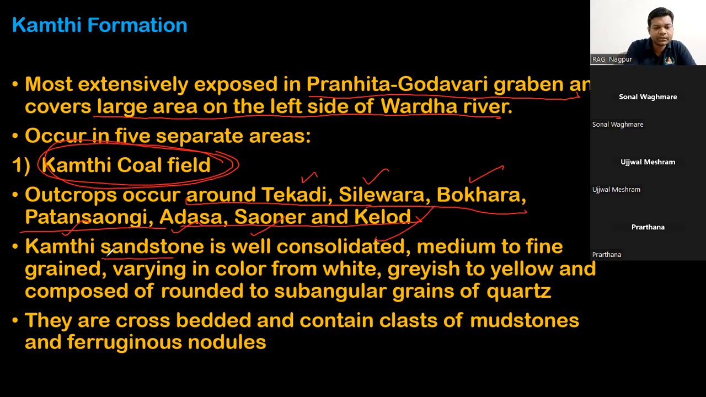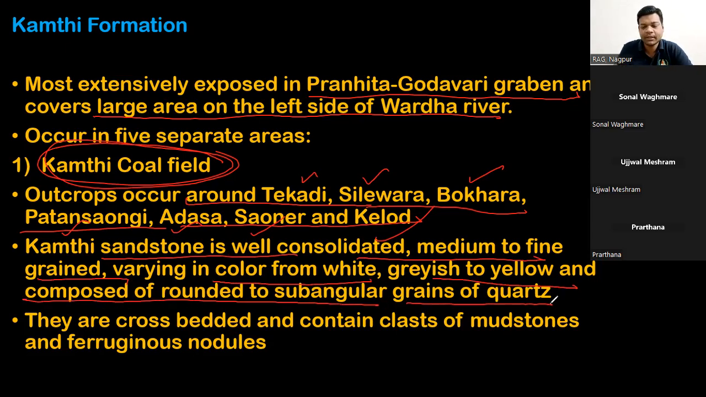Now the Kamthi sandstone is well consolidated, medium to fine grained, varying in color from white, grayish to yellow, and composed of rounded to subangular grains of quartz. They are cross-bedded and contain clasts of mudstone and ferruginous nodules.